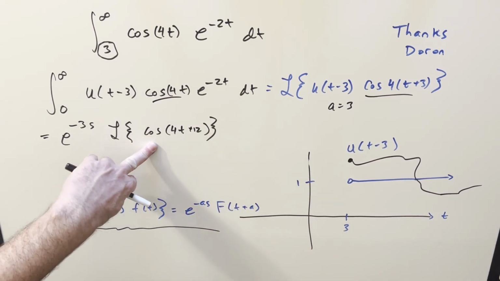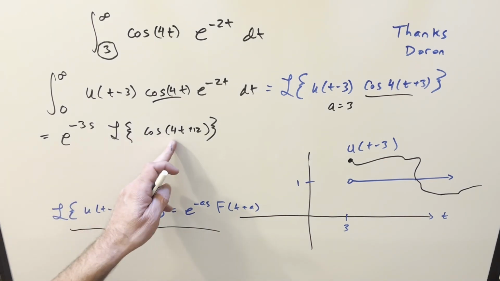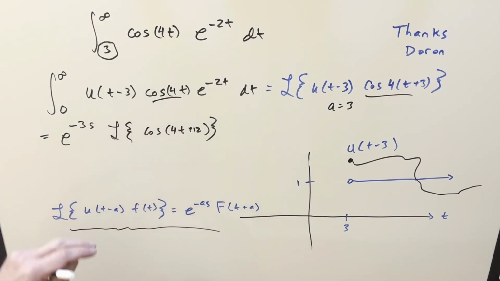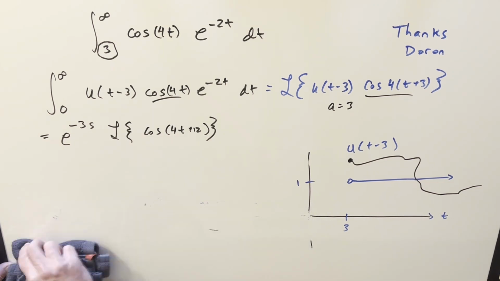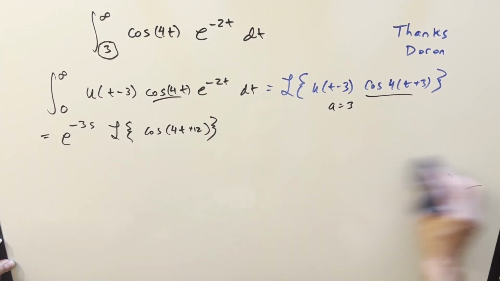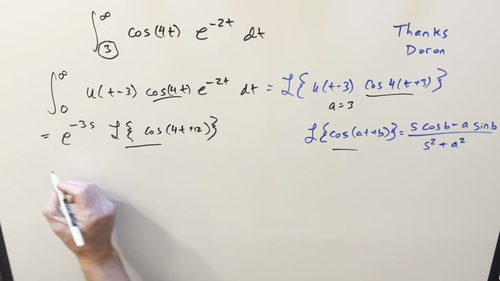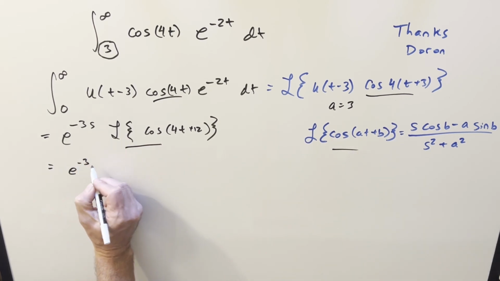But now for this Laplace transform, we're going to need another formula because we've got this shifted. We can't just use the normal cosine function. If it was just 4t, we'd be fine, but we get this plus 12 to deal with. So let me make a little space for that. Okay, now for this right here, we're going to use our formula over to the right. I derived this in a previous video.